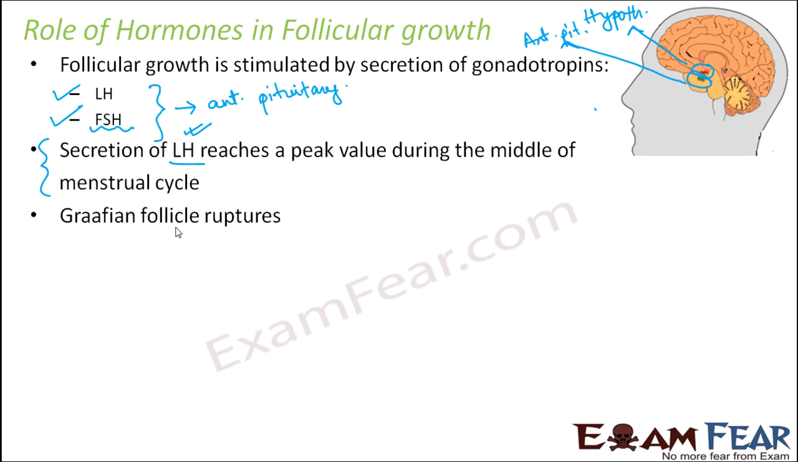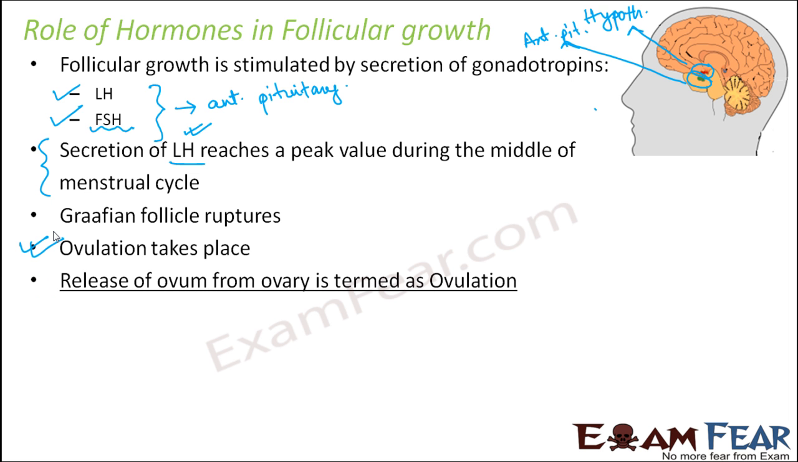When the LH secretion just starts, the follicular growth starts. So primary follicle to secondary, secondary to tertiary, tertiary to Graafian follicle, but then the hormone level reaches its peak, and at that time the Graafian follicle does not grow further into some other follicle, rather it ruptures. And when the Graafian follicle ruptures, what happens? Ovulation takes place, because the egg is released from the ovary, and that process is called ovulation. So the release of ovum from the ovary is termed ovulation.